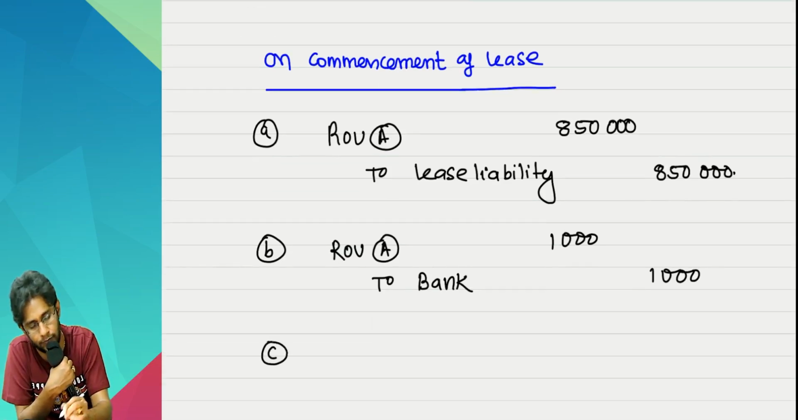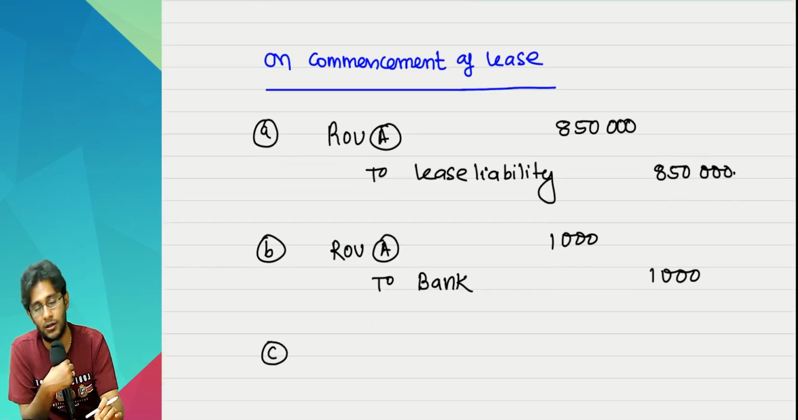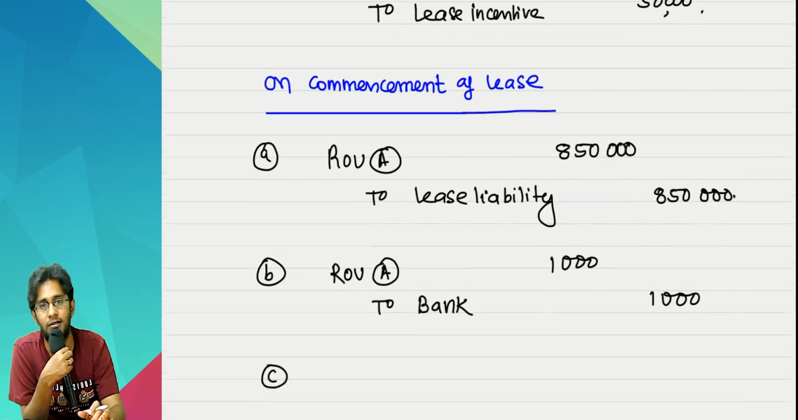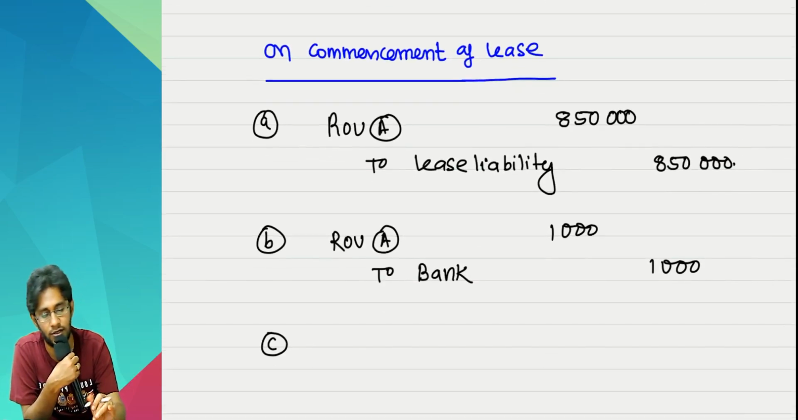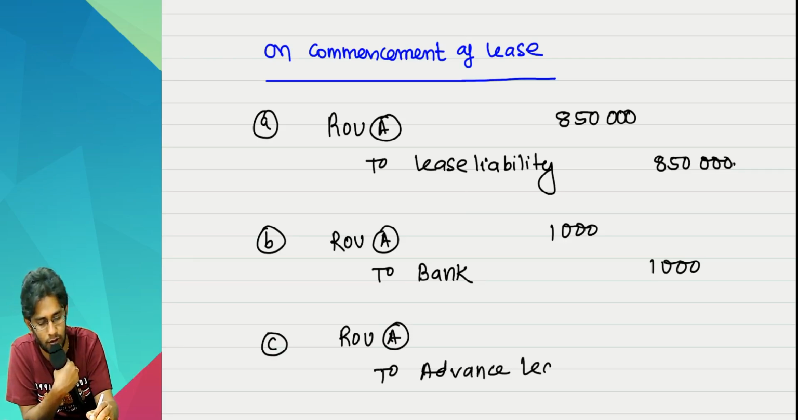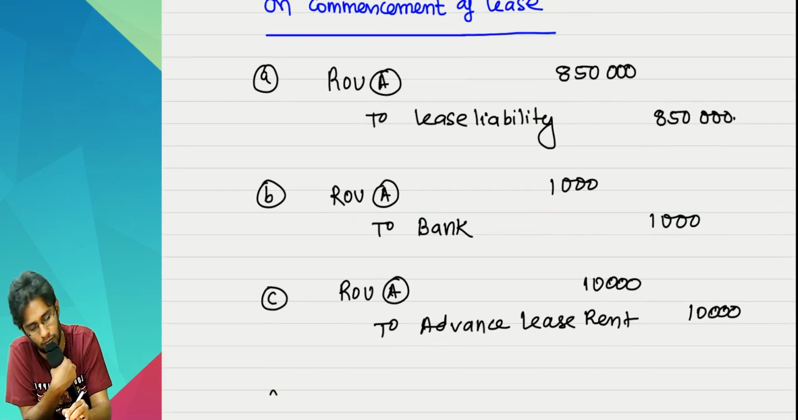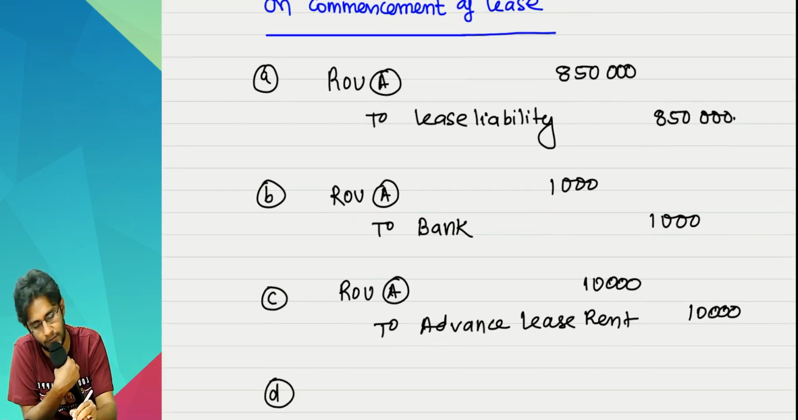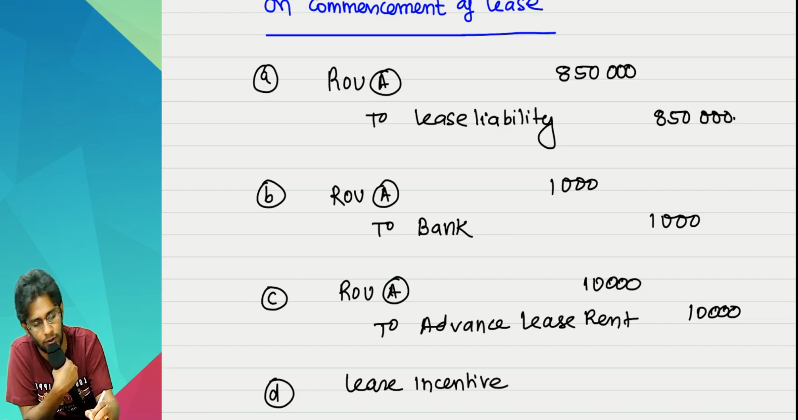What else I have to do? Already paid advance lease rent is there, no? That is also cost of the asset only. Adjust it here. ROU asset account debit to advance lease rent. How much did you pay? 10,000. Next, you already received lease incentive, so your cost of the asset has come down. Lease incentive account debit to ROU asset, 50,000.